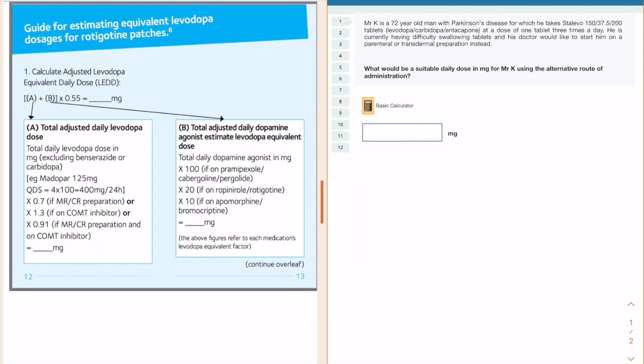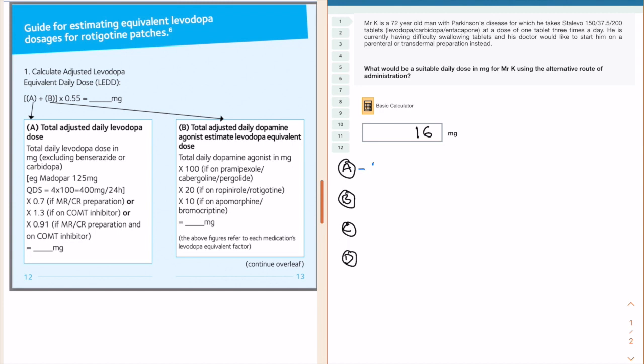The answer to this question is 16 milligrams. Let's take a look at the methodology of how we got to this answer. So first of all, we write out our 4-stage process: A, B, C, D.